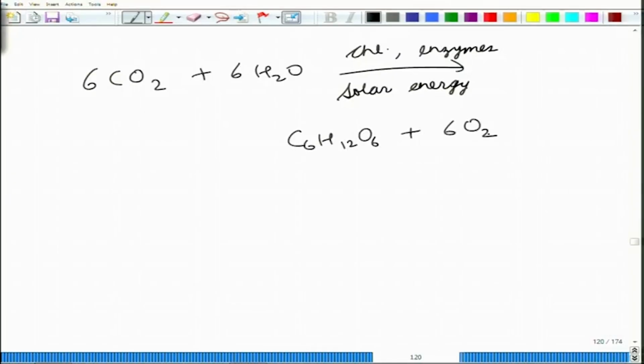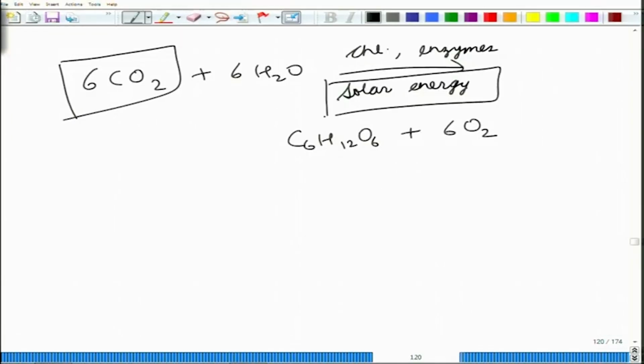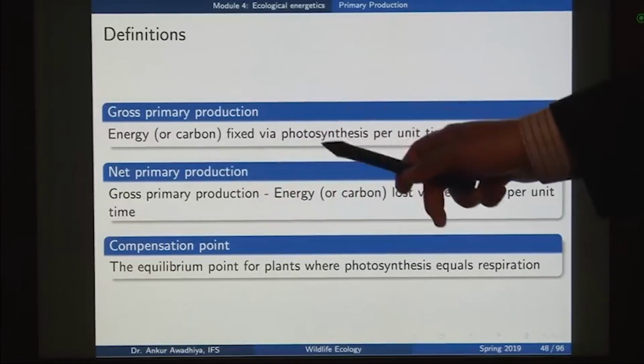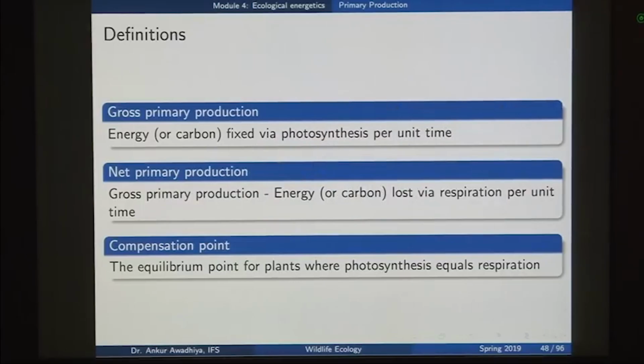when we are talking about gross primary production, what we are asking is how much of this carbon dioxide is getting fixed, or how much of this energy is getting fixed, or how many of these biological molecules are getting formed, or how much oxygen is getting released. So, when we ask what is the rate at which this reaction is happening, then we are talking about the gross primary production. The energy or carbon that is getting fixed via photosynthesis per unit time is the gross primary production.